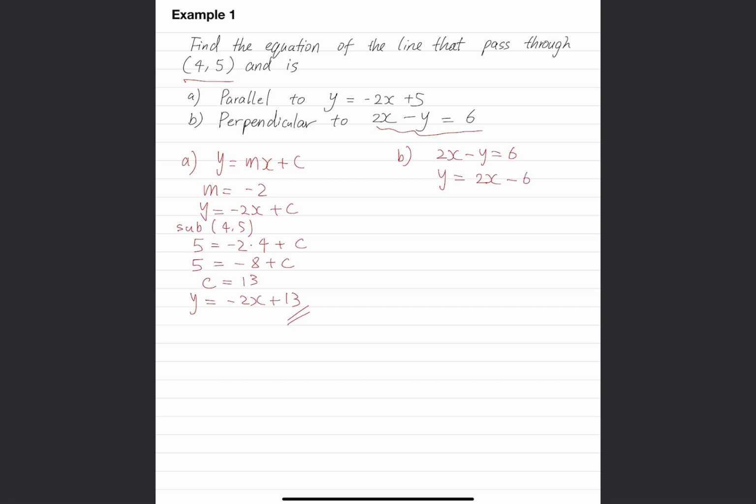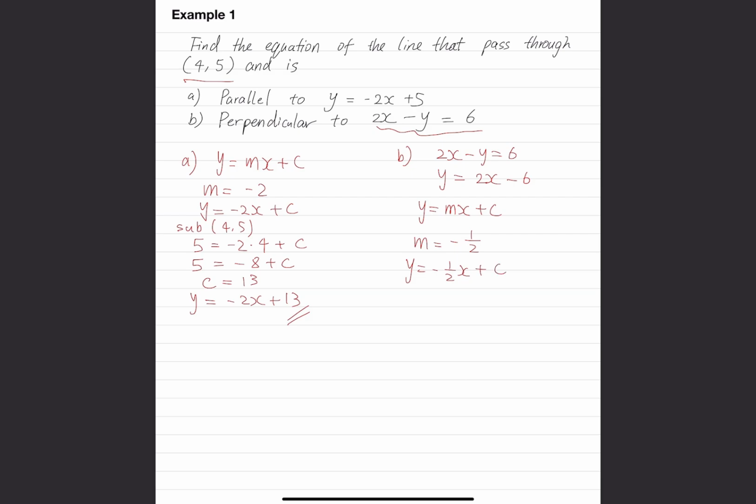Okay. Now, let's write the general equation for the straight line we're trying to find. And since we know they are perpendicular, m is going to be equal to the negative reciprocal, which is negative half, of the existing one. So y is equal to negative half x plus c.